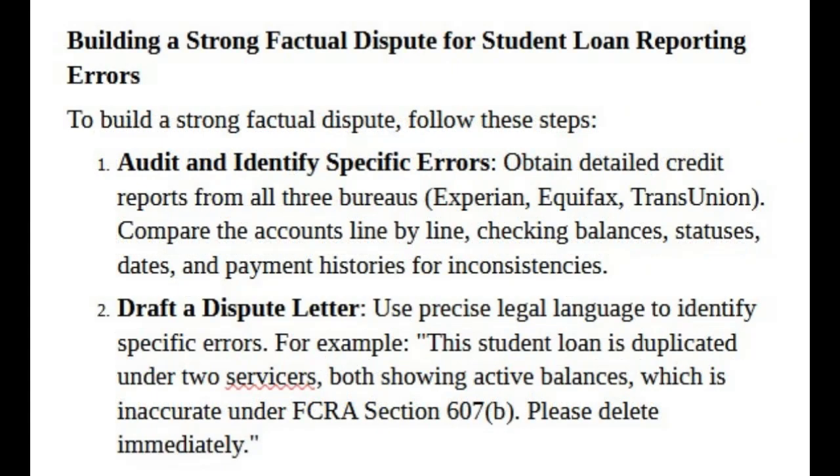Building a strong factual dispute for student loan reporting errors. To build a strong factual dispute, follow these steps. 1. Audit and identify specific errors. Obtain detailed credit reports from all three bureaus, Experian, Equifax, TransUnion. Compare the accounts line by line, checking balances, statuses, dates, and payment histories for inconsistencies.